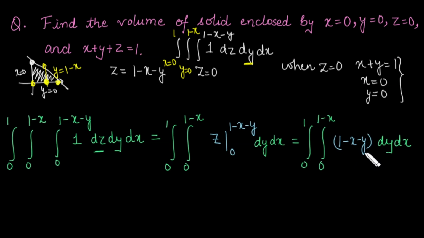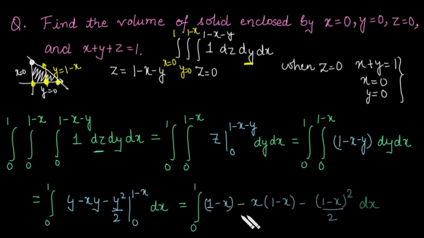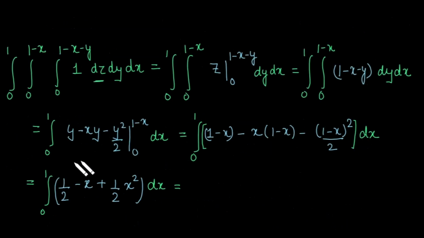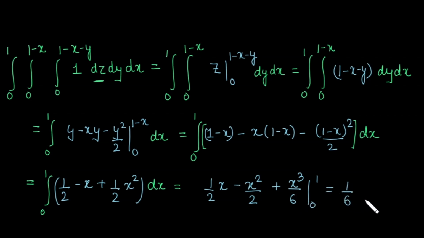We have this form. Now integrate with respect to y. When you integrate with respect to y, constant integration with respect to y is y. x integration with respect to y again x into y because x is constant, and integration of y is y square by 2. Now substitute upper limit and lower limit. We have this form. Simplify this, you have this form. Then integrate this with respect to x. That will give you 1 by 2 into x minus x square by 2 plus 1 by 2 as it is. This is x cube by 3, that is 2 into 3 is 6. Substitute upper limit and lower limit. Final answer in this case is 1 by 6.